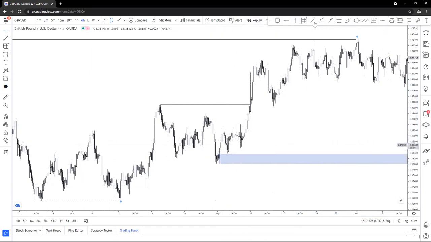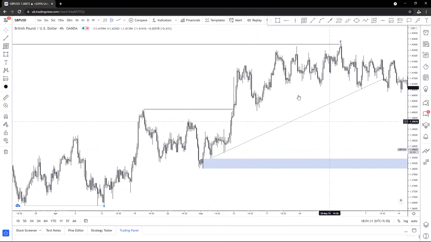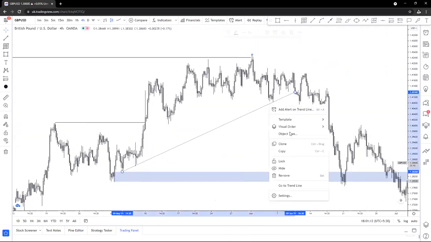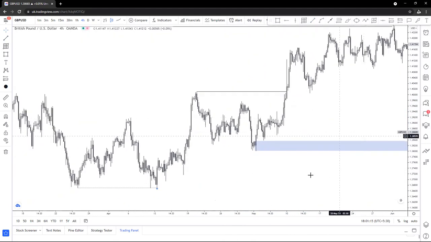Even this was a trend line at that point. Now how can it be liquidity? The people who bought here would have taken their profits, right? After this break of structure, they would have taken their profits. So we need to have a real inducement.